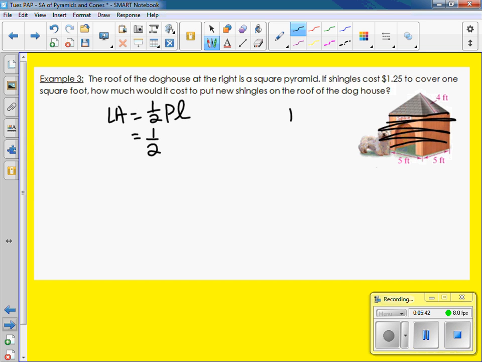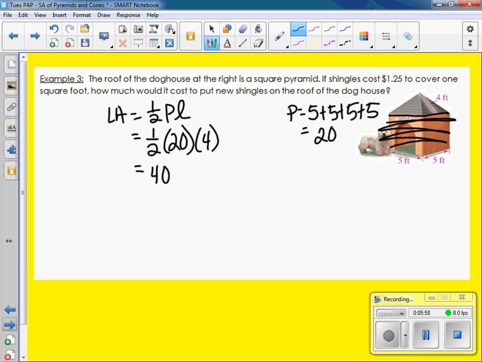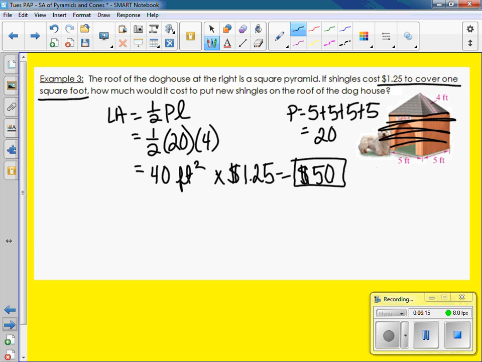The perimeter of this is 5 plus 5 plus 5 plus 5, which is 20. And the slant height of that doghouse is 4. So 1/2 of 20 is 10. 10 times 4 is 40. So it is 40 square feet. However, it's $1.25 per square foot. So that's going to give me $50 to put shingles on the doghouse.